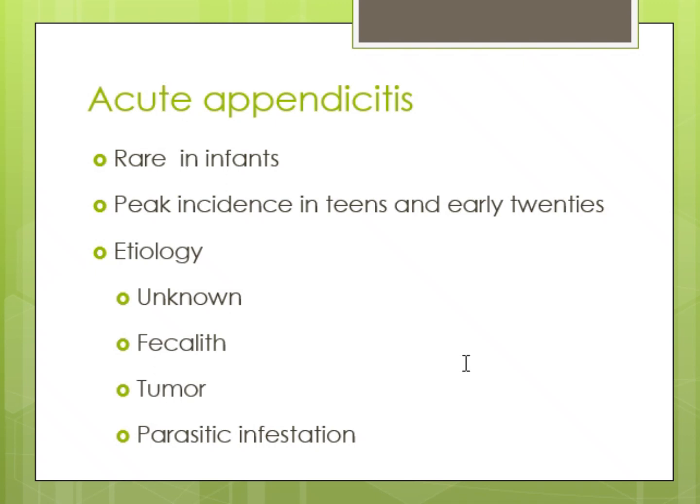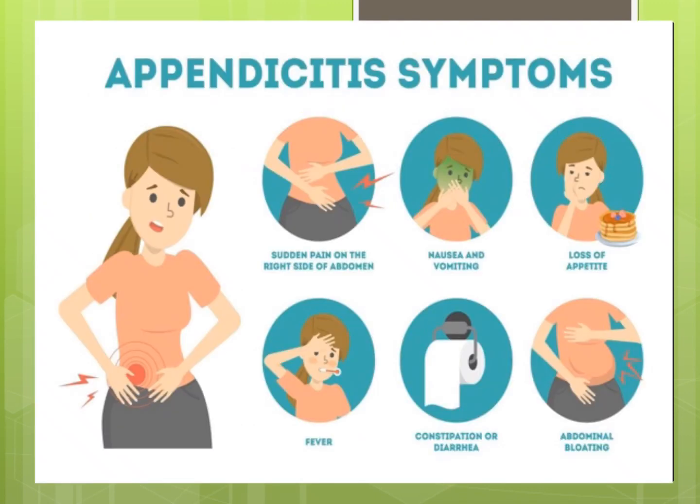Now, what is acute appendicitis? Acute appendicitis is acute inflammation of appendix. It is rare in infants, and as well as it is also rare in old age. Its peak incidence is in teens and early 20s. Basically, etiology is not known, but the causative factors can be presence of a fecolith, presence of a tumor, or presence of parasitic infestation.